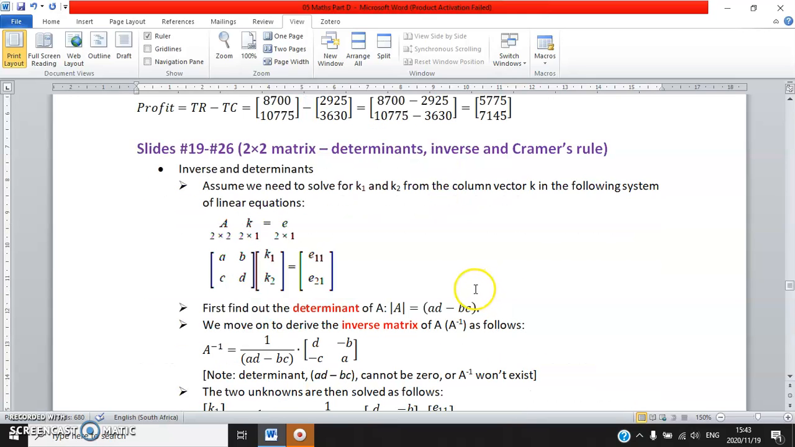Okay, in the next video, we will look at the last topic: 2 times 2 matrix, determinants, inverse, and Cramer's rule. Okay, it is the relatively more difficult topic of the matrix topic. Okay, but not that difficult actually.